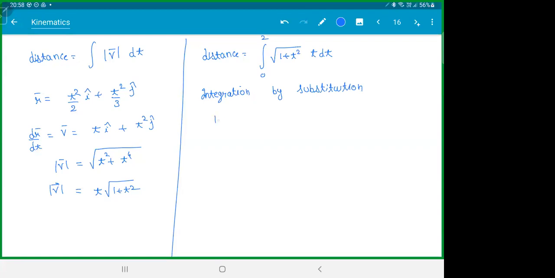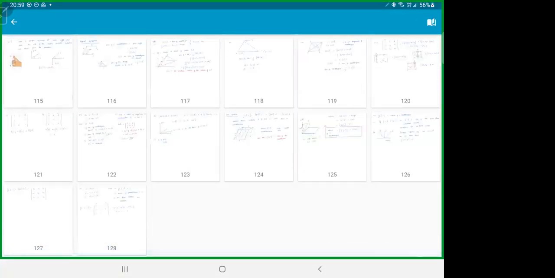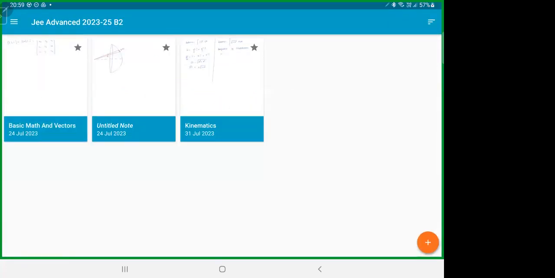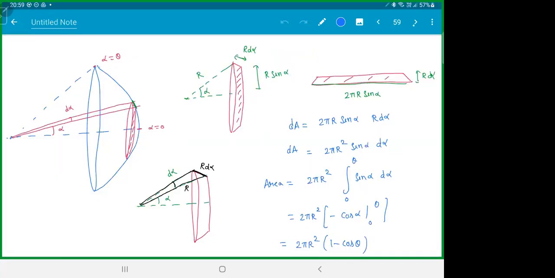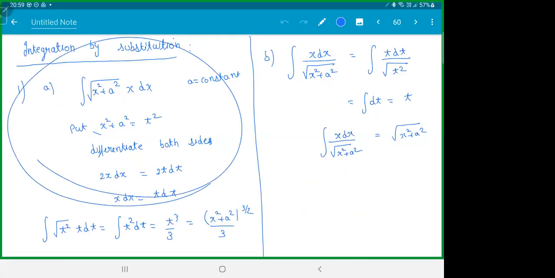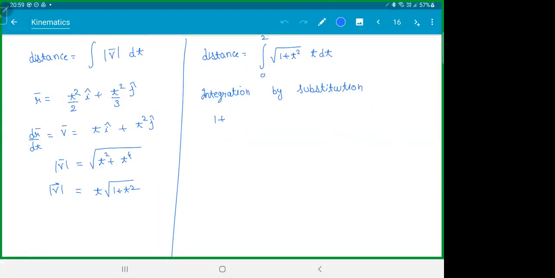In this, the idea is, if you remember in the calculus notes, what we did, this was one of the forms. Sorry, here are the calculus notes. This is the first form: root over x square plus a square, x dx. Like I said, in physics there are 3 forms of integration by substitution which you need to remember. But anyway, I'll just show you. Put 1 plus t square equal to some z square. That is some random variable. Differentiate both sides.